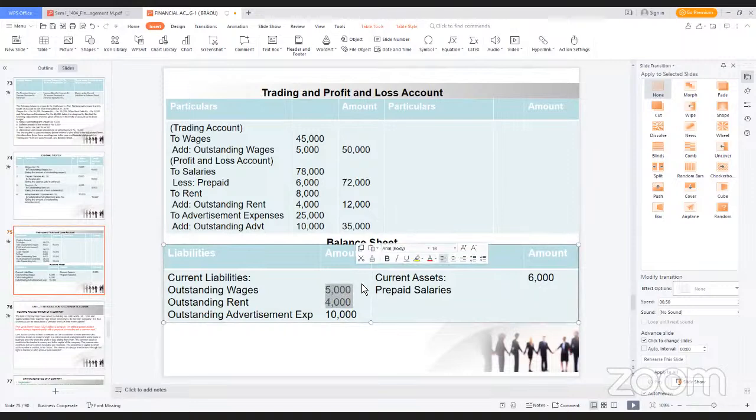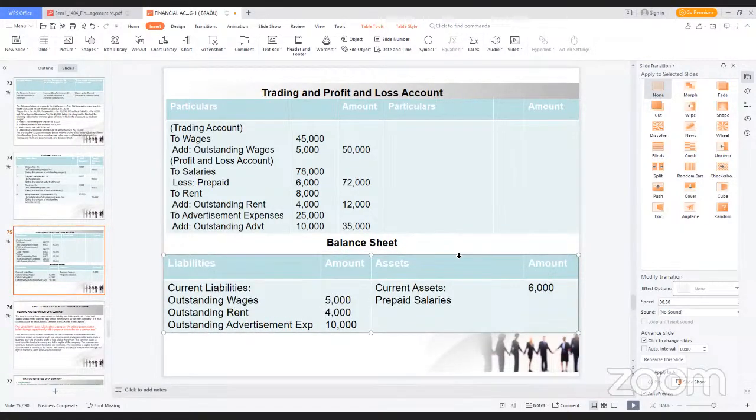The same thing, how you will be writing in a balance sheet. In the balance sheet, on the liability side, whatever the outstanding expenses, that will be coming under the current liabilities. Outstanding wages: you have read not only the 45,000. From the 45,000 you have added, means that you have to pay it. So 5,000, and the total amount you will be showing in the profit and loss account or in the trading account.